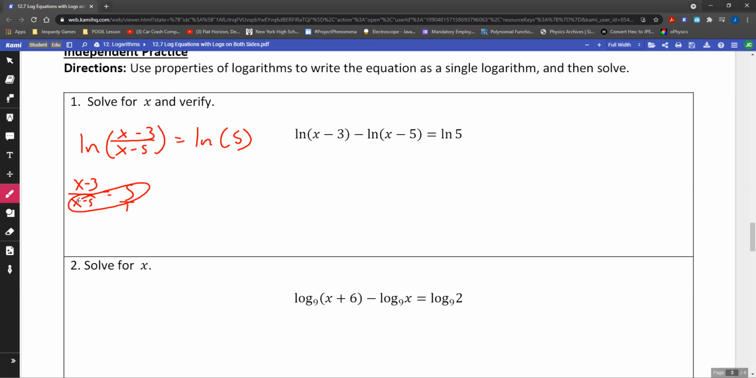Cross multiply, and we get x minus 3 equals 5x minus 25. Minus 5x. And we end up getting negative 4x equals negative 22. Divide both sides by negative 4. And we get 5.5.